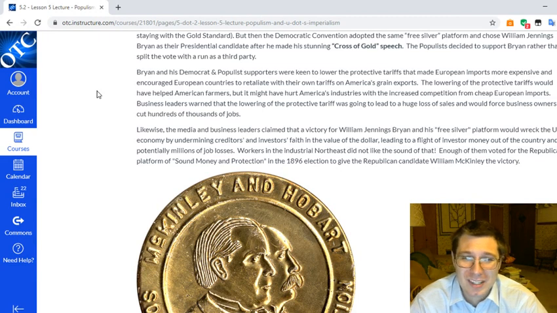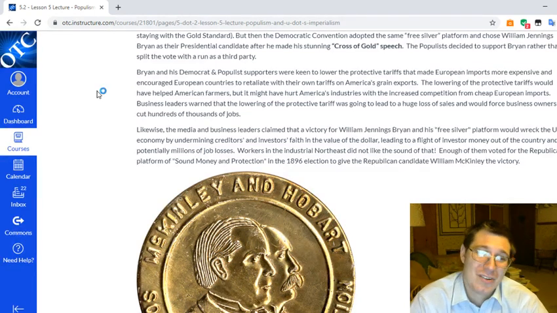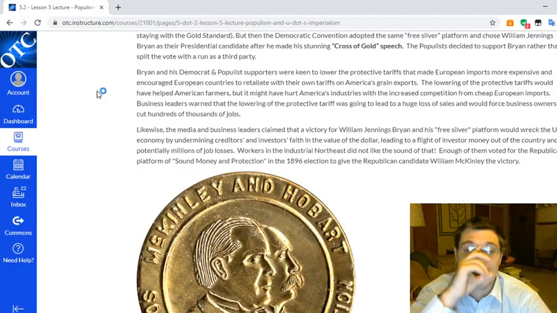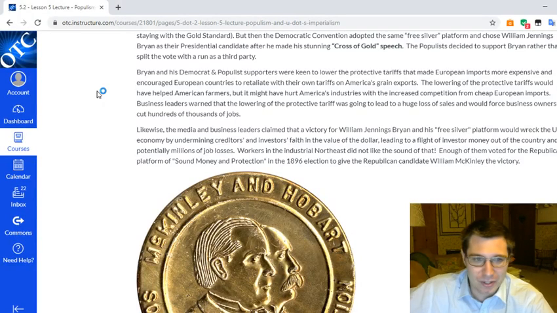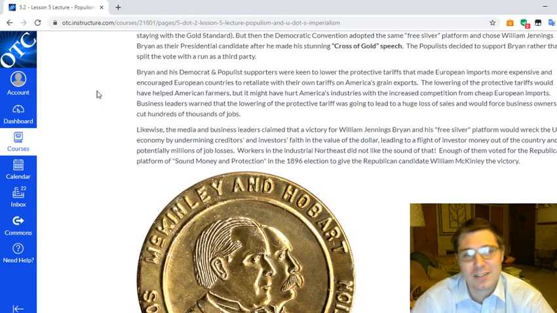Business leaders warned that the lowering of the protective tariff was going to lead to a huge loss of sales and would force business owners to cut hundreds of thousands of jobs. Likewise, the media and business leaders claimed that a victory for William Jennings Bryan and his free silver platform would wreck the U.S. economy by undermining creditors' and investors' faith in the value of the dollar, leading to a flight of investor money out of the country and potentially millions of job losses.